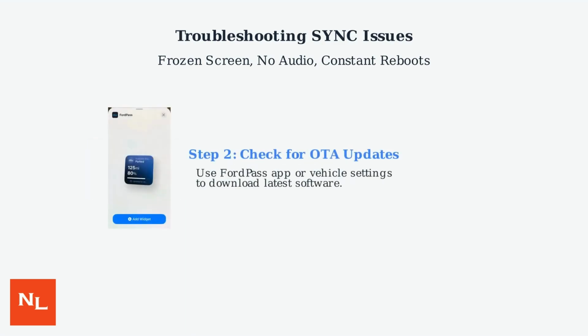Step 2. Check for over-the-air updates using the Ford Pass app or vehicle settings. Download the latest software to fix outdated maps or software versions.